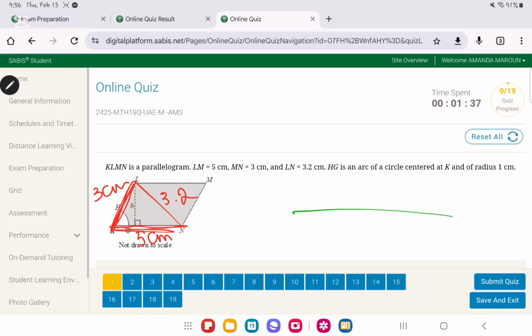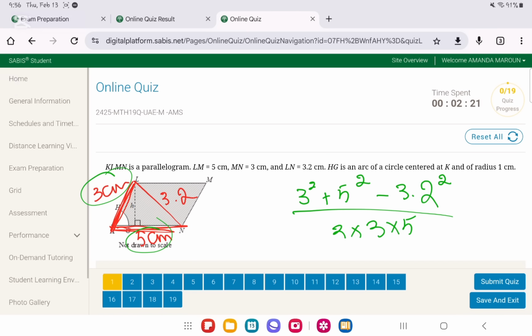We take the 2 sides that make the angle, or the 2 sides that are next to the angle. We square them and add them, so it becomes 3 squared plus 5 squared. Then you subtract the opposite side, minus 3.2 squared, over what? Over 2 times 3 times 5. If we put it on a calculator, 3 squared plus 5 squared minus 3.2 squared over 2 times 3 times 5, you are going to get an answer of 0.792.